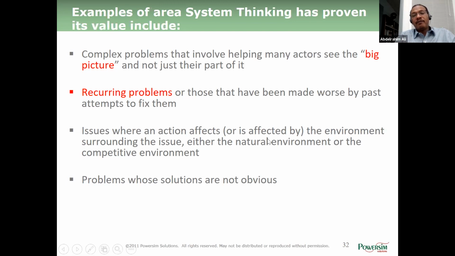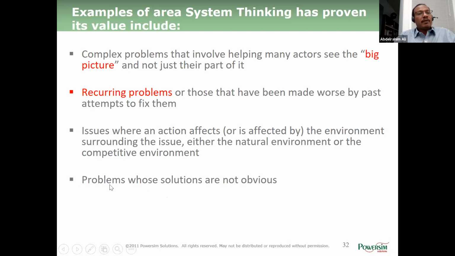It is also useful for issues where an action is affected by the environment surrounding the issue, either the nature of the environment or the competitive environment. This is especially true in the business market, because you are not the only actor in that field. Other people will act, and they will create an environment that affects your performance in the competition in the market.